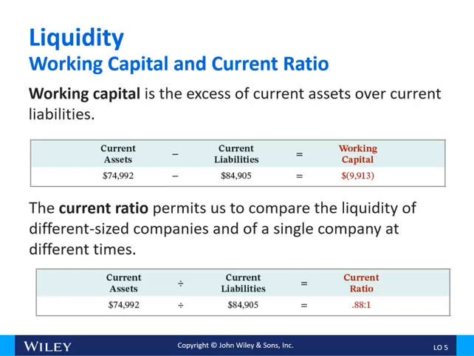Calculate the current ratio by current assets divided by current liabilities. So it's the same current assets and current liabilities. One subtracts the liabilities, the other is a division, and you get it. In this case, it's 0.88 to 1. If it was 1 to 1, then current assets would equal current liabilities. If working capital is negative, in this example, you're going to have a number less than 1 to 1. If working capital is positive, you'd have a number greater than 1 to 1.